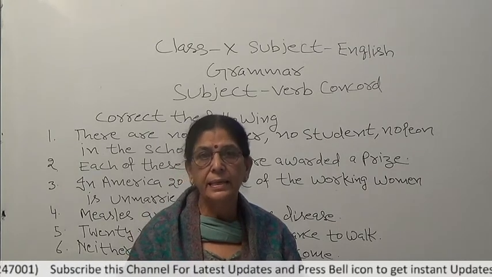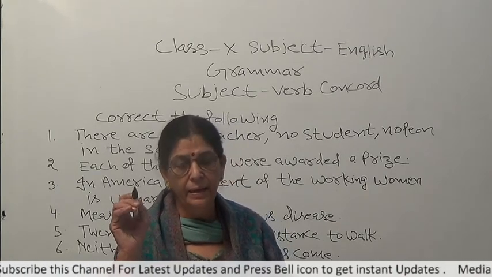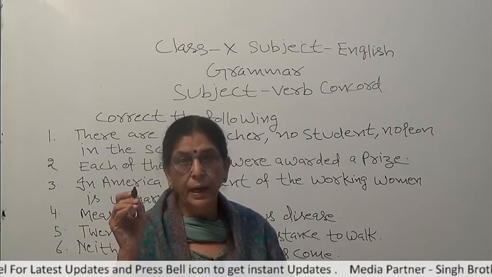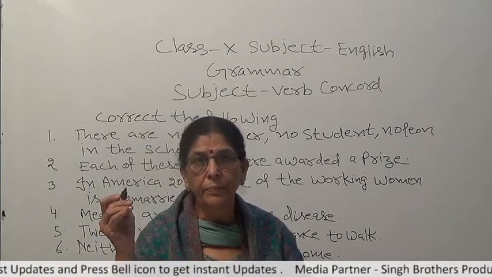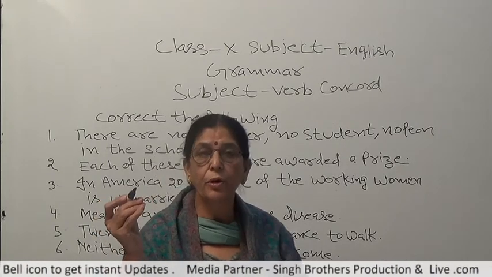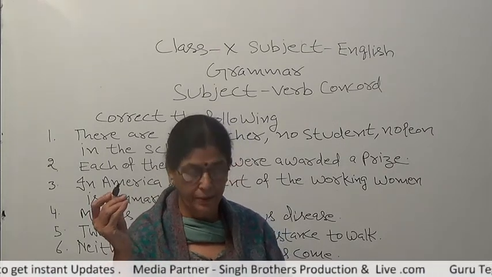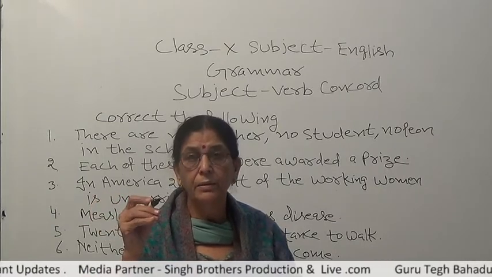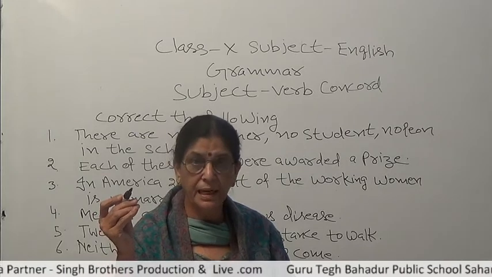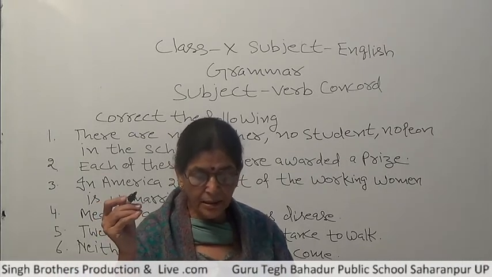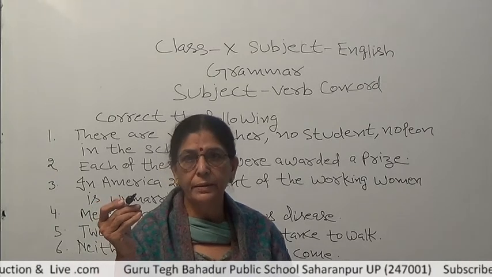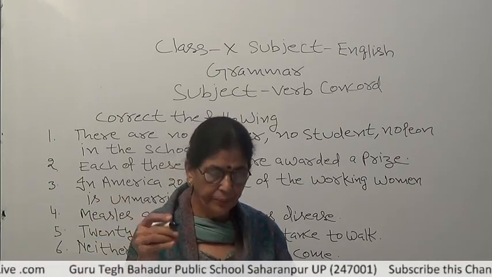So a subject can be singular, plural or uncountable. When we say singular, a book, a pen; plural, men, women, leaves. These are the plural words. Uncountable, you can give the example, sugar, furniture.